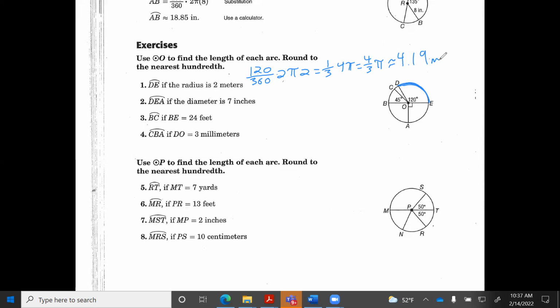All right, go over to number 2, DEA. Well, now DEA, we're going from D around to E, all the way to A. This whole thing, we got the 120, plus we got 90, for a total of 210. So now our equation is 210 over 360 times, now they gave me diameter. Now I could divide it in half and plug into the same formula, but again, why do that when I have another circumference formula? This is diameter times pi. So we have 7 pi.